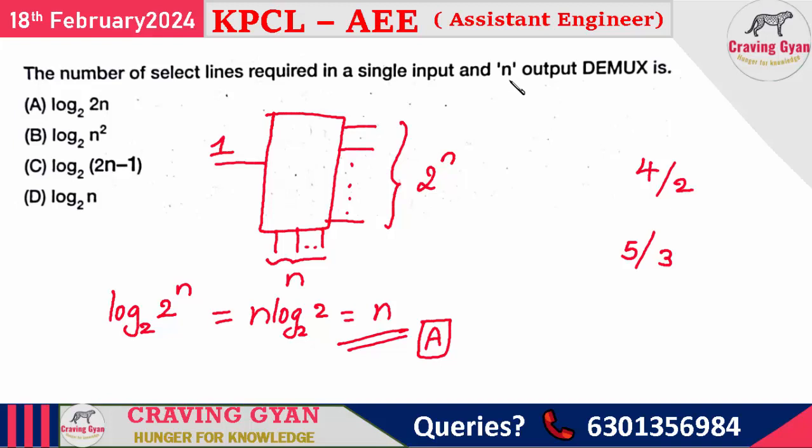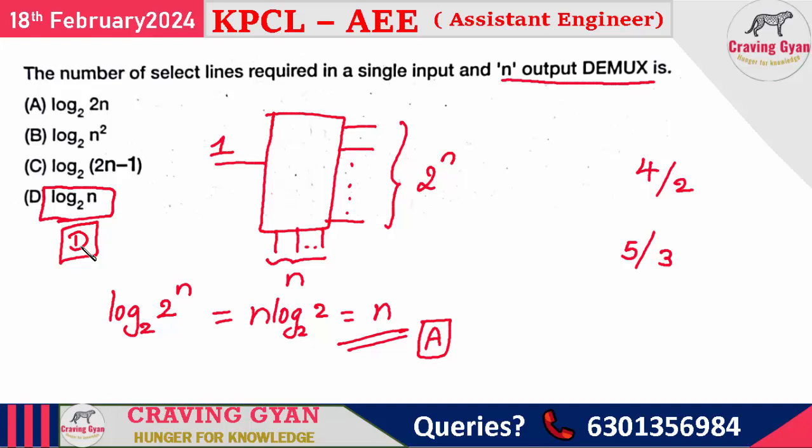But they have given the n output demultiplexer. Then the outputs are, what is the range? 1, 4, 9, 16, 32. Like this you will be having. Then the number of select lines required is log n to the base 2. So option D is going to follow in the way what they have given.